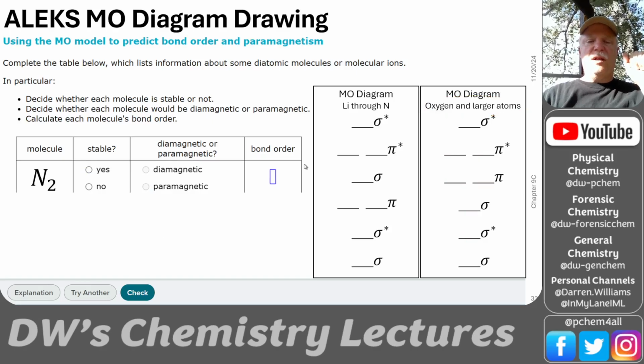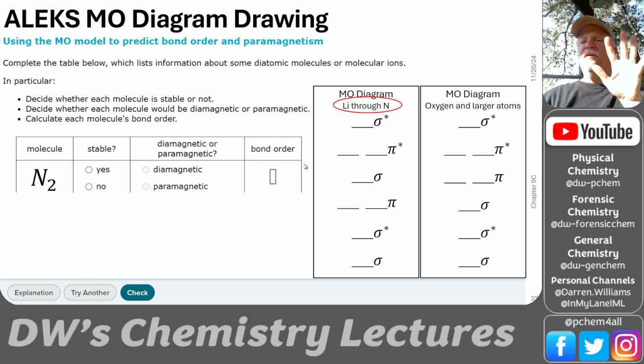Okay, let's do another one. Here's nitrogen. This is the one that has the triple bond. Let's see how nitrogen has a triple bond. So we're in the diagram on the left, lithium through nitrogen. Each nitrogen comes in with 5 valence electrons, and so when we bring those 5 electrons together, we have 10. So 2, 4, 5, 6, 7, 8, 9, 10.